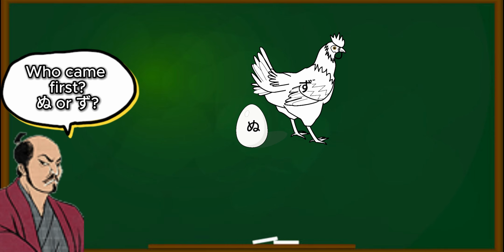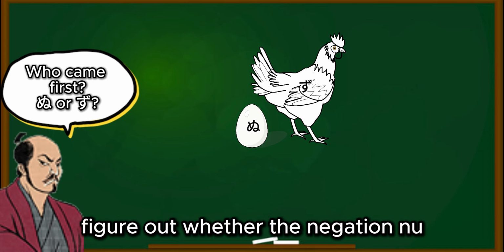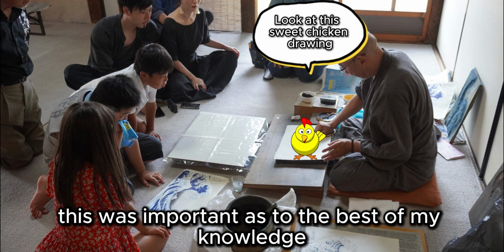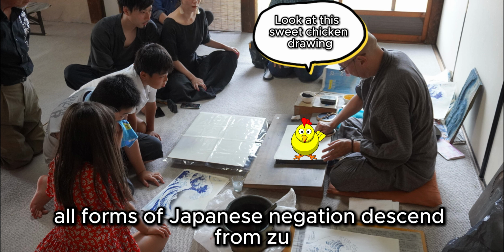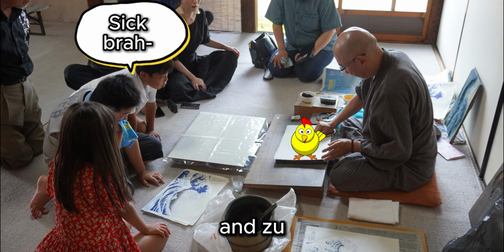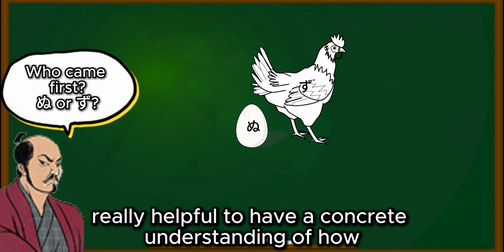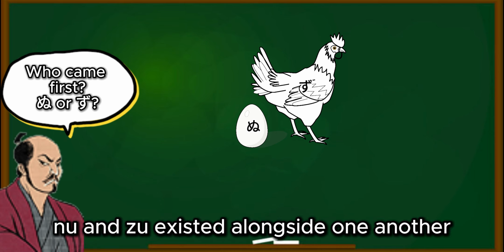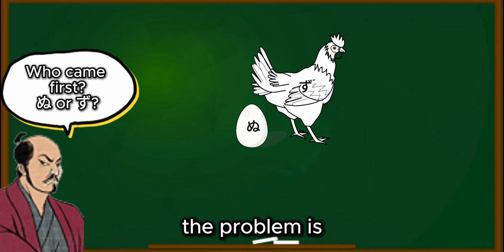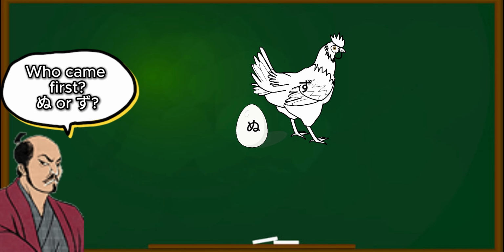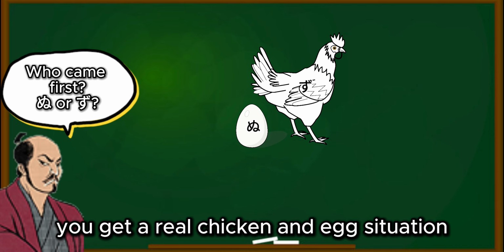So, I'd like to begin my explanation by expressing a difficulty I had in understanding negation in older forms of Japanese. I could not for the life of me figure out whether the negation nu or the negation zu came first in Japanese. This was important as, to the best of my knowledge, all forms of Japanese negation descend from nu and zu. It would therefore be really helpful to have a concrete understanding of how nu and zu existed alongside one another. The problem is that when you look up the etymology of zu or nu, you get a real chicken and egg situation.